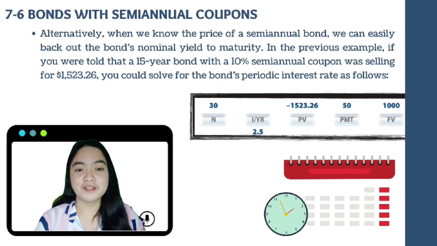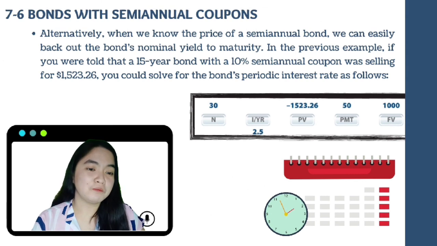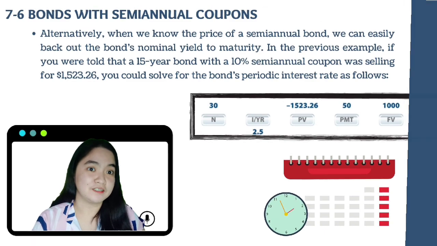maturity. In the previous example, if you were told that a 15-year bond with a 10% semi-annual coupon was selling for $1,523.26, you could solve the bond's periodic interest rate as follows.